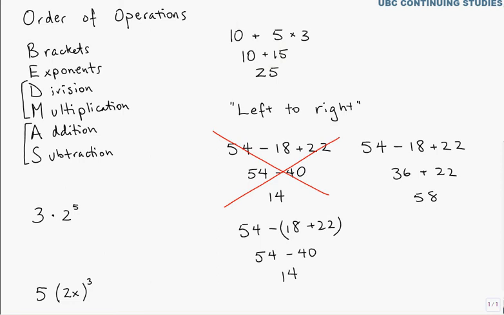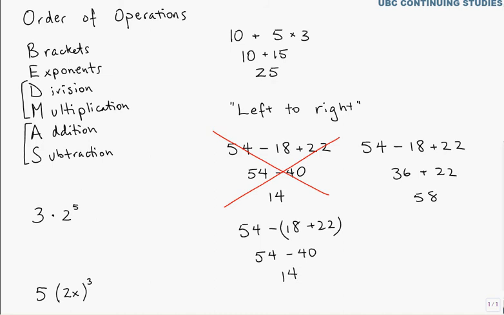Let's take a look at a couple more examples. On the left here we have 3 times 2 to the 5th. The dot is an alternative way of writing multiplication. It's pretty common, especially when you get into algebra, or sometimes you don't write a symbol at all, as we see in the next example where we just have 5 and then the bracket 2x to the power of 3. Again, that's multiplication. It's implied. The 5 is multiplying the 2x to the power of 3.